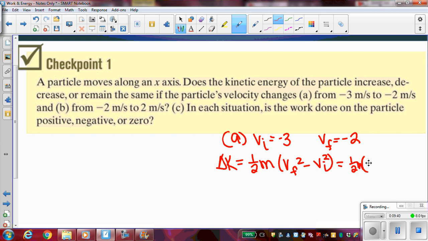It would be -3, and when I square that, it becomes +3. The negative just means direction in this case, right? So this is going to be a positive value. That's all I need to know. Speed increased, therefore kinetic energy increased.